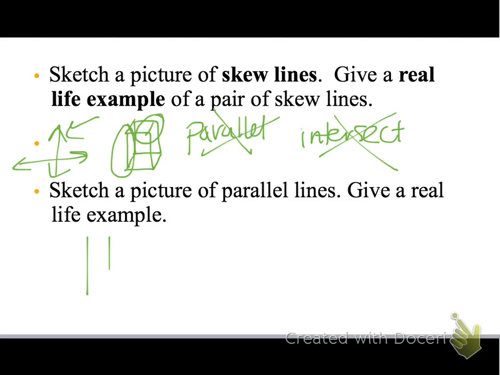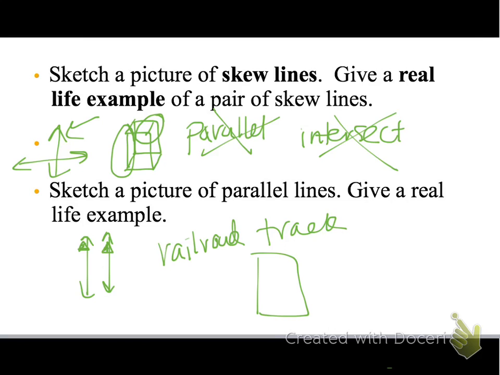Sketch a pair of parallel lines. So here are some parallel lines. I'm going to put my little arrows on them to show that they're parallel. So you can think of a railroad track, the outside of doors. So if you have a door here, that is parallel. Also, those two are parallel. So there's a lot of parallel lines.